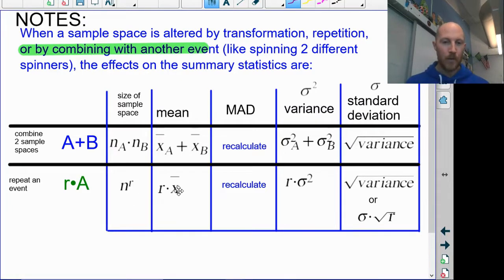The mean, take the original mean, multiply by the number of repetitions. The mean absolute deviation, if you really need it, you're going to have to recalculate with a big, big, big calculation table. You probably will never need it. Variance, multiply that by the number of repetitions. And for standard deviation, either take the square root of that new variance, or you can multiply the original standard deviation times the square root of how many repetitions you are doing.